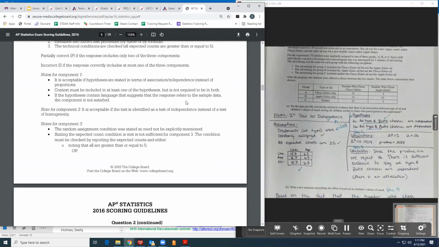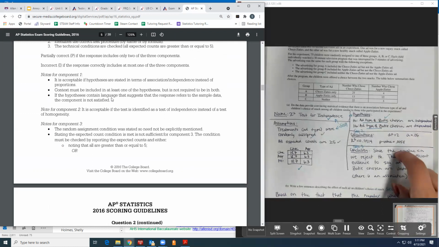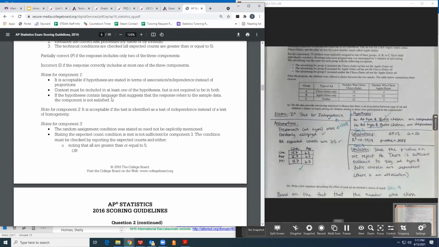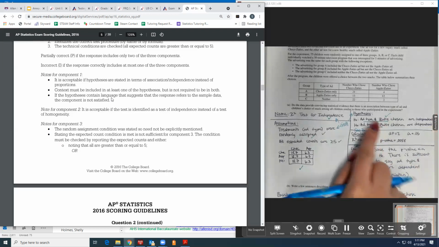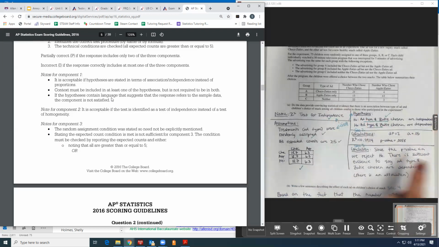I saw something. Make sure you don't refer to the sample. So you don't say the children in the sample, or anything referring to the sample, in the hypotheses or the conclusion. That is a big X that will lose you credit. For the children in the study, you wouldn't want to say anything like that because we're talking about the population.